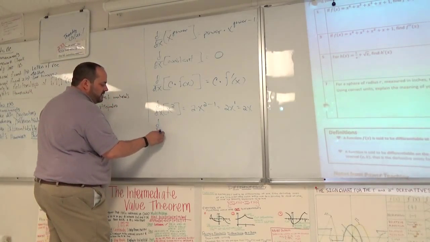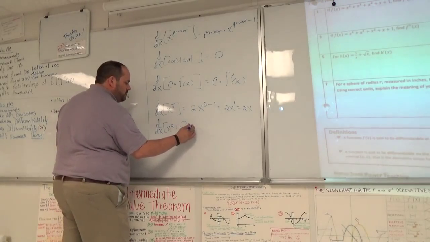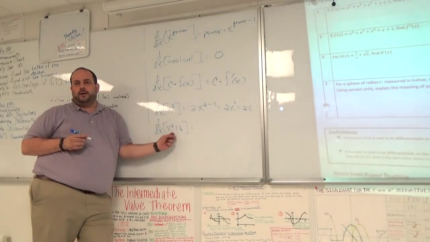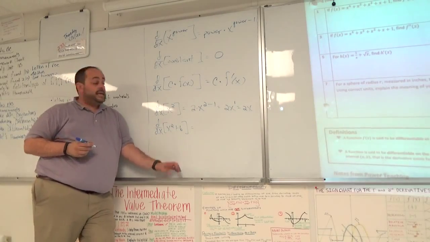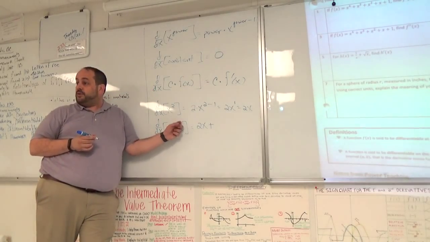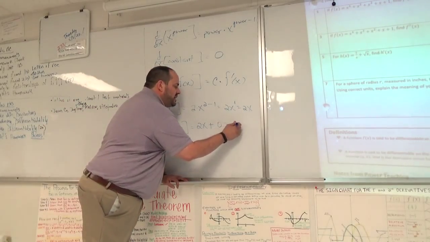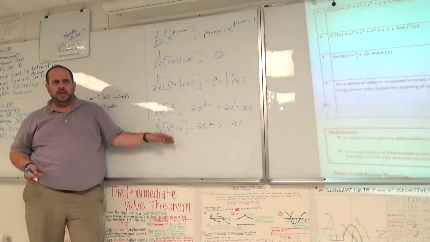What about the derivative of x squared plus 6? The derivative of x squared plus a constant is 2x plus the derivative of that constant, which is 0. So it's just 2x. Everybody's okay with these, right?